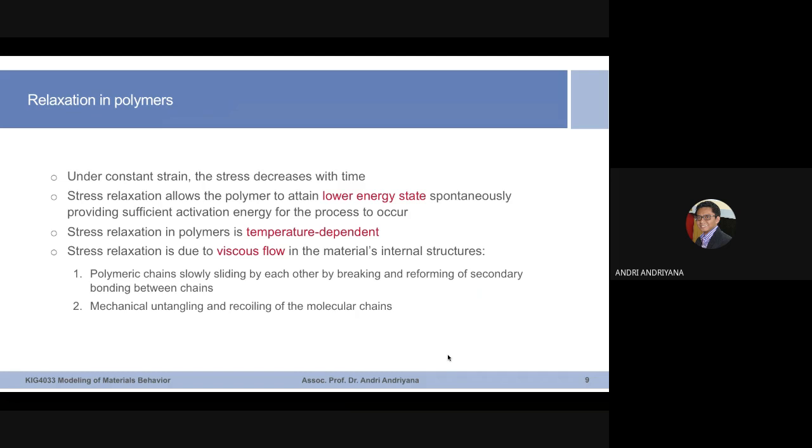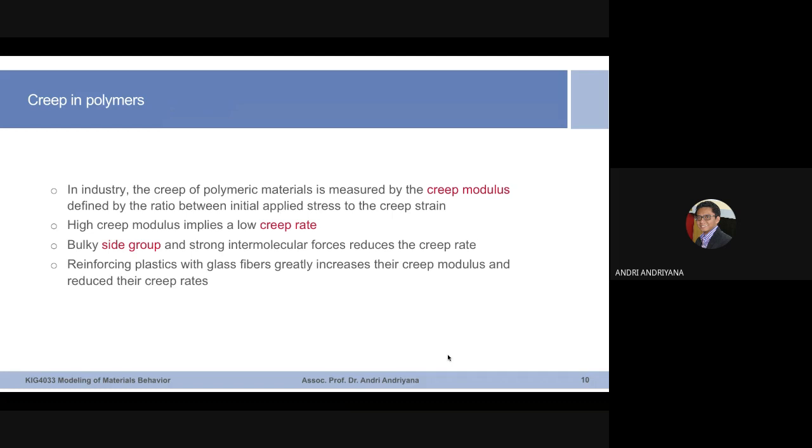And then stress relaxation is temperature dependent. So it depends on the temperature. And then stress relaxation is due to viscous flow in the material's internal structure. So you can imagine the polymeric chains slowly sliding by each other by breaking and reforming of secondary bonding between the chains, and also by mechanical untangling and recoiling of molecular chains. So this is quickly the physical mechanism of relaxation in polymers.